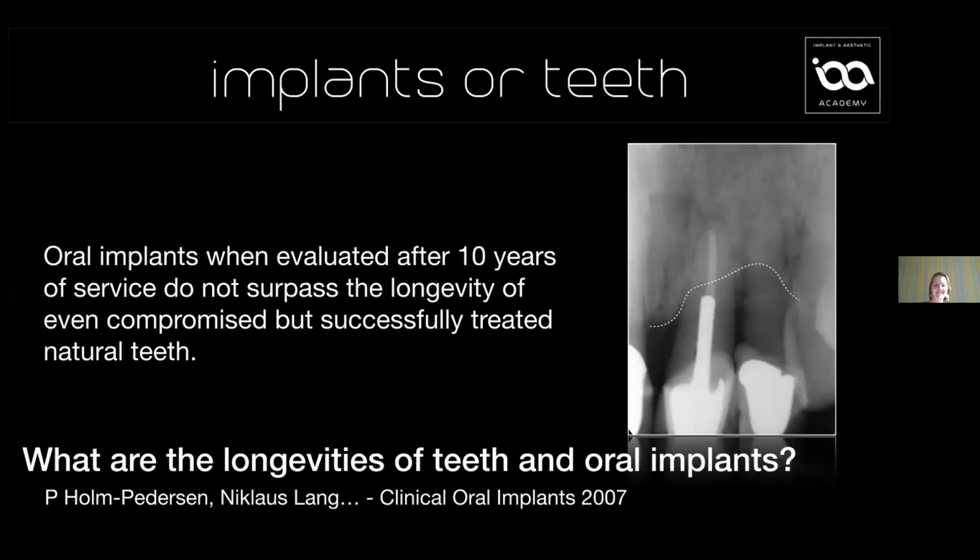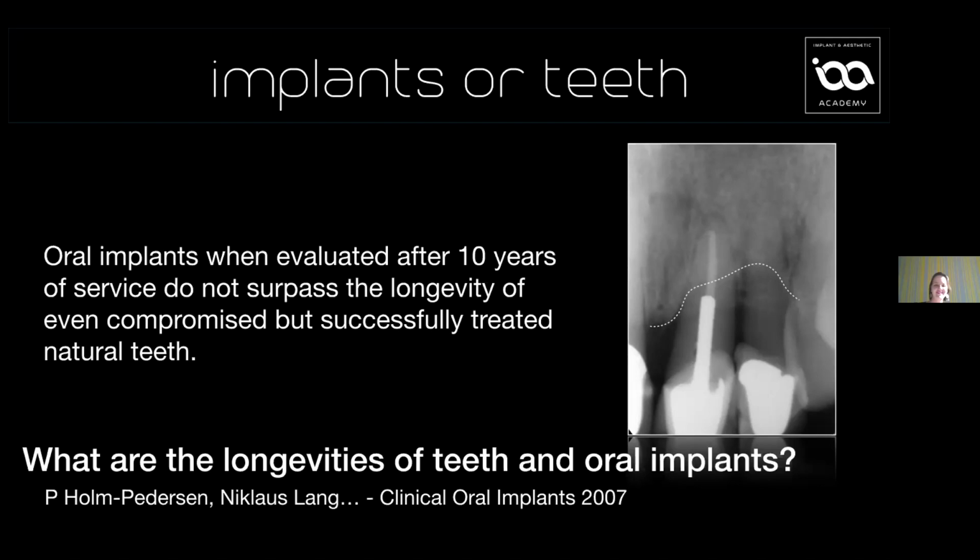So here's an interesting article that Nicholas Lang and Pedersen wrote back in 2007. And really they were looking at the longevity of implants versus teeth. And I suppose, in this day and age, our patients want to be conservative. But anyway, even in 2007, what they found is that oral implants, when evaluated after 10 years of service, didn't surpass the longevity of compromised teeth. But the key of the compromised teeth was that they were treated properly. So in other words, if a tooth is compromised, then it needs the relevant treatment, be that periodontal treatment, endodontic treatment, in order to give it a similar longevity to an implant.